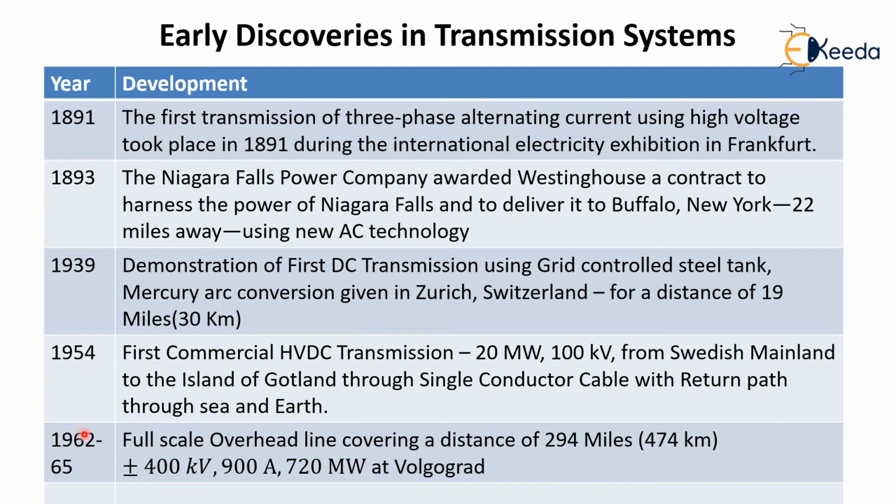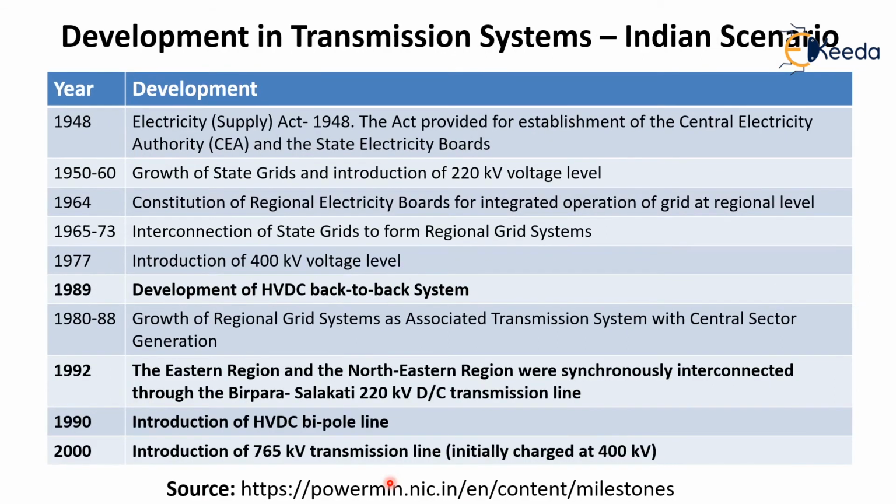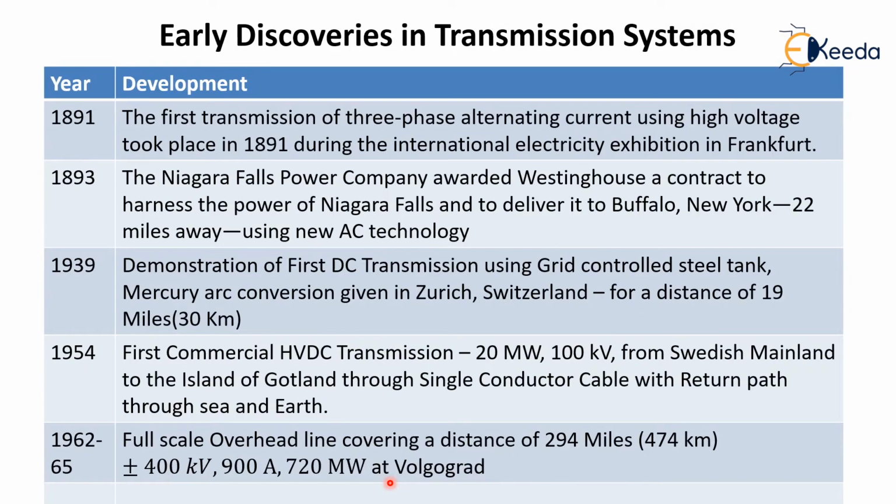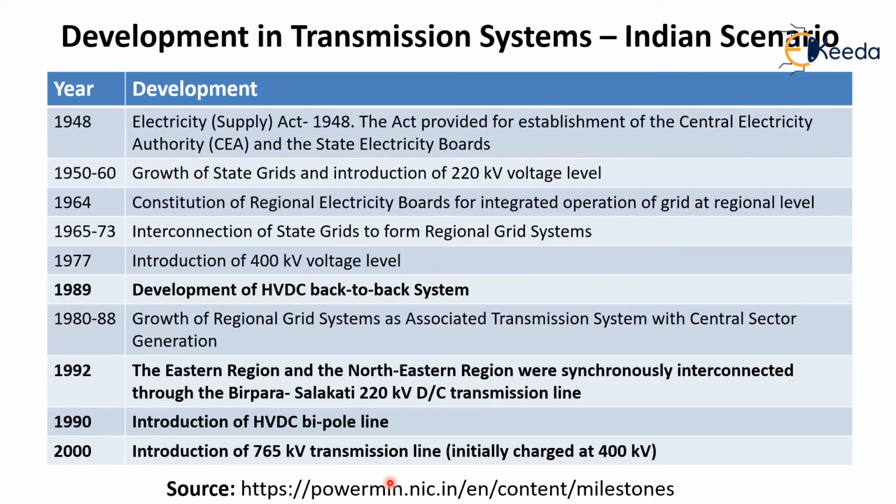And next is 1962 to 65. We started a full scale overhead line covering a distance of 474 kilometer, plus or minus 400 kV, 720 megawatt at Volgograd. So this development started to come when HVDC transmission came into the picture. These are all the global scenarios. After 1965, it started increasing. All through the world, HVDC transmission systems have started their work, and they are developing in each and every part. And next comes the development of the transmission system in the Indian scenario.